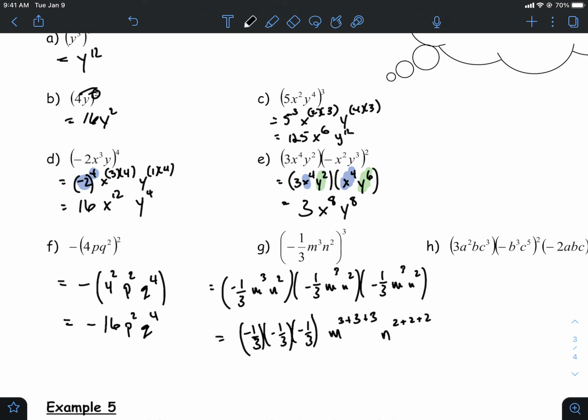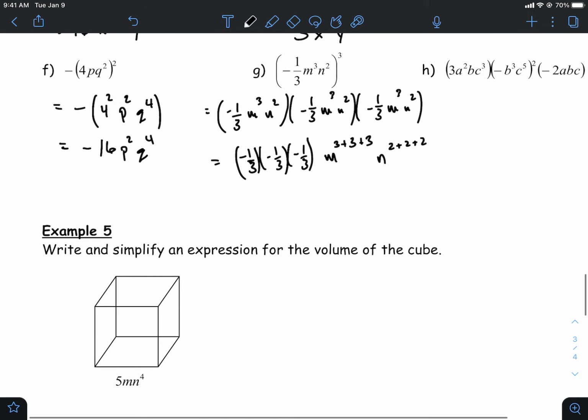Again, I don't expect you to do this for every question, but if you ever look at one and go, I'm feeling uneasy looking at this, just write it out like this, and then just apply your more basic rules. Okay?